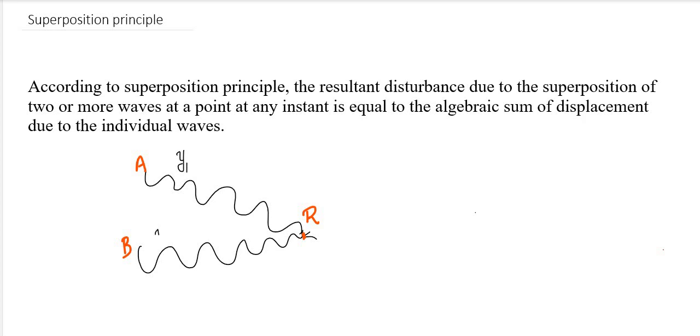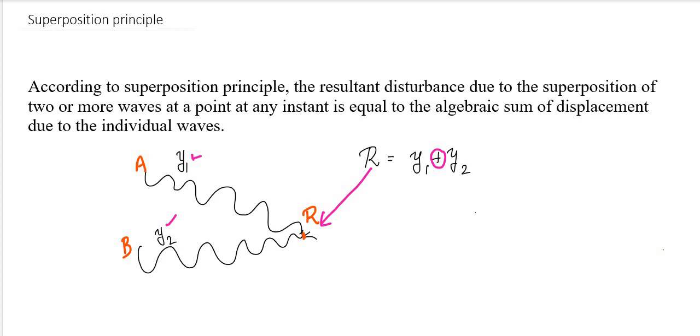Then according to the superposition principle, suppose the wave from A is represented as y1 and the wave from B is represented as y2. Then according to this statement, the resultant displacement R will be equal to y1 plus y2. That is, the resultant displacement at the region of crossover will be equal to the algebraic sum of the displacements produced by the individual waves. y1 is the displacement produced by A and y2 is the displacement produced by B.